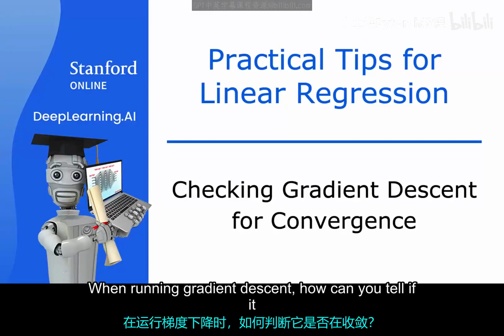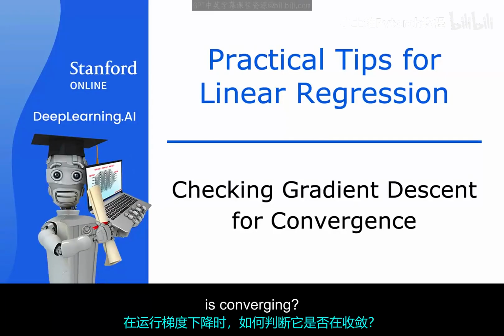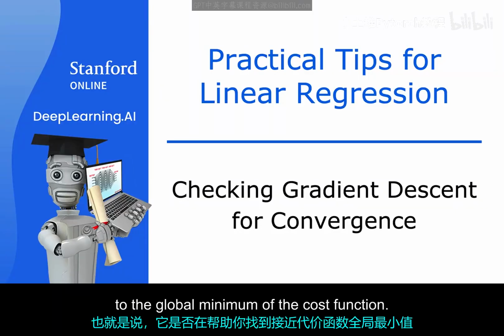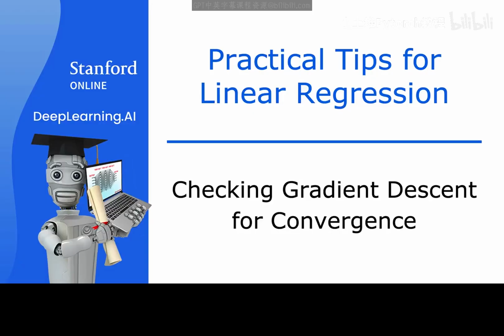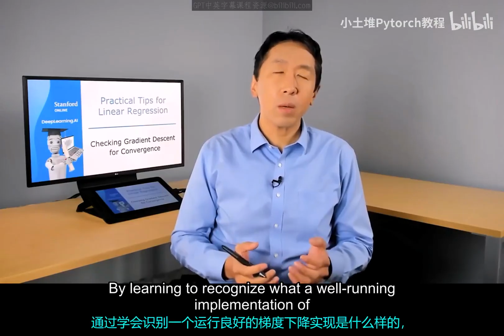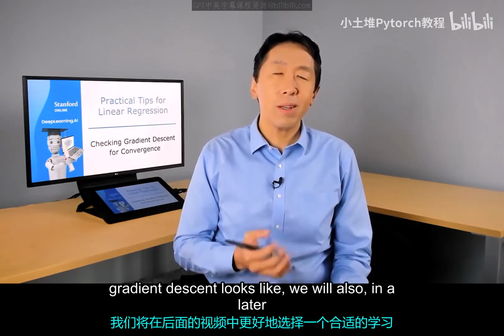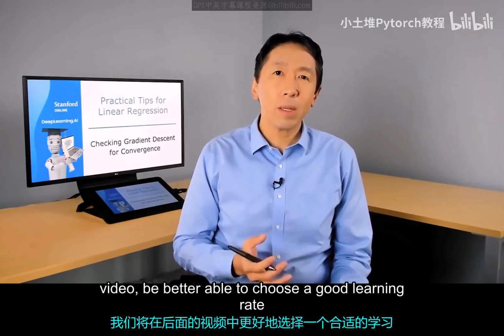When running gradient descent, how can you tell if it is converging? That is, whether it's helping you to find parameters close to the global minimum of the cost function. By learning to recognize what a well-running implementation of gradient descent looks like, we will also, in a later video, be better able to choose a good learning rate alpha.